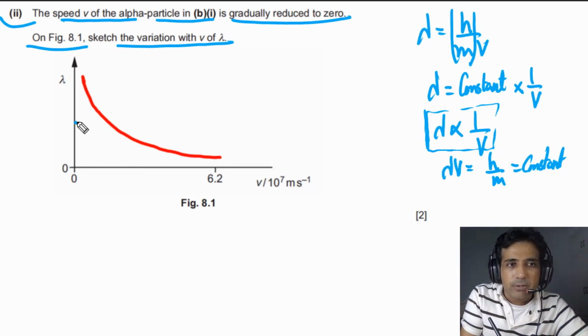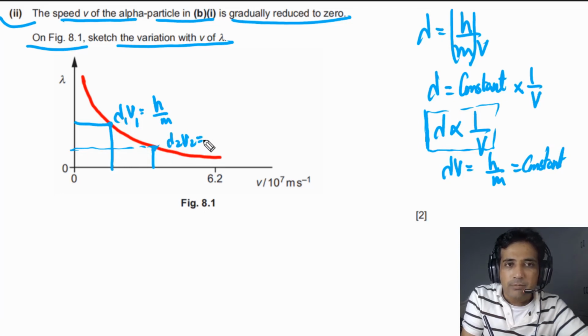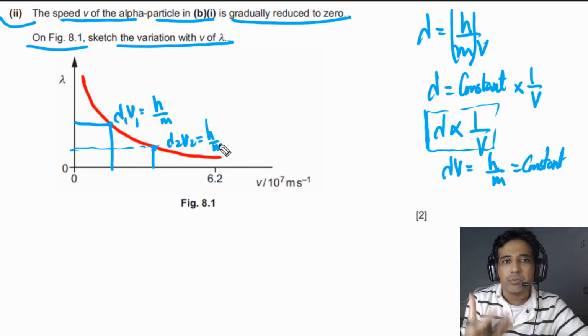And the property of this graph is, if you take any point on this curve, for example, if I take this point and I take another point, the product lambda 1 times v1 has to be equal to h over m. And at this point, lambda 2 times v2 also has to be equal to h over m, meaning it has to be equal to constant. So it has to stay constant. Then these two quantities are inversely proportional.